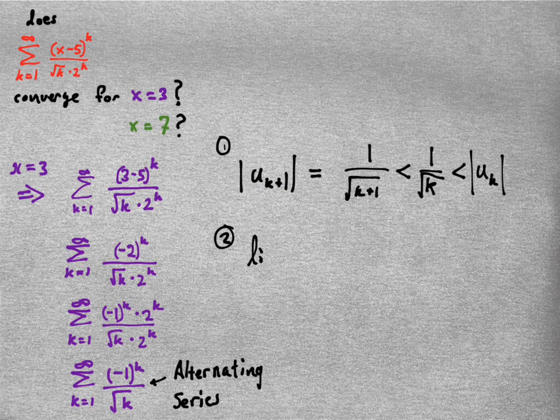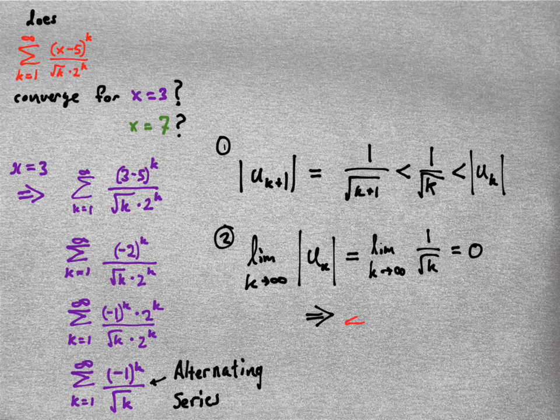So the next thing to do is to take the limit of the sequence, u sub k, as k approaches infinity. In this case it's 0, and since the limit approaches 0, and here we have a decreasing function. It approaches 0. We can now claim convergence on this particular alternating series.